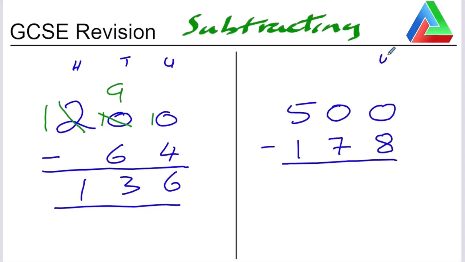Let's do another one. 500 subtract 178. So 0 take away 8 we can't do. If we look at the tens, there aren't any tens, so we go to the hundreds. We take one of the hundreds, and now we've got 10 tens. So 0 take away 8, we can't do. We go to the tens column. We take one of the tens, which gives us 10 units, subtract 8, which is 2. We've now got 9 tens take away 7 tens. 9 take away 7 is 2, and 4 take away 1 is 3.